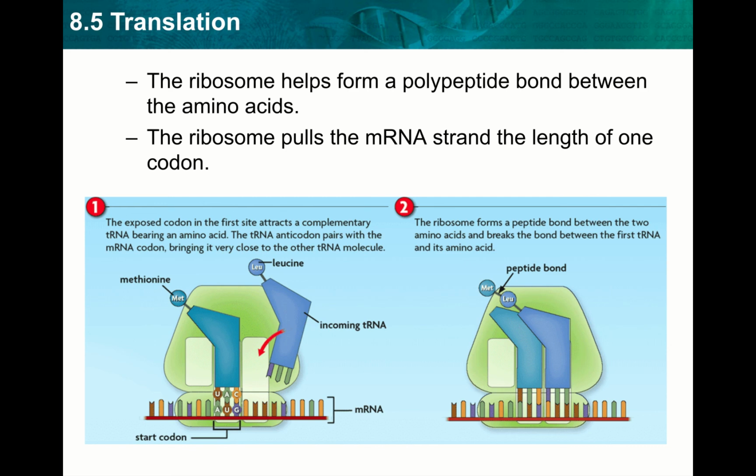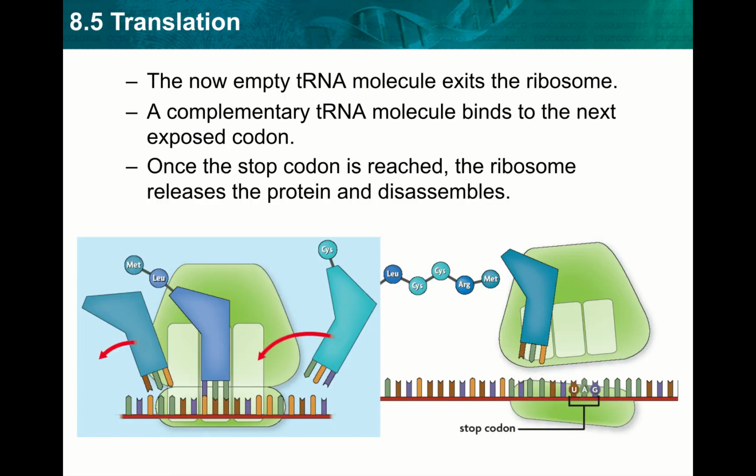The next tRNA comes in, binds, and like it shows in this right side picture, you can see 5 amino acids bonded together through peptide bonds. This continues until, again, the stop codon is reached. The ribosome then will release that protein. It will go and do whatever it has to do in the body, and the ribosome disassembles from the mRNA strand.